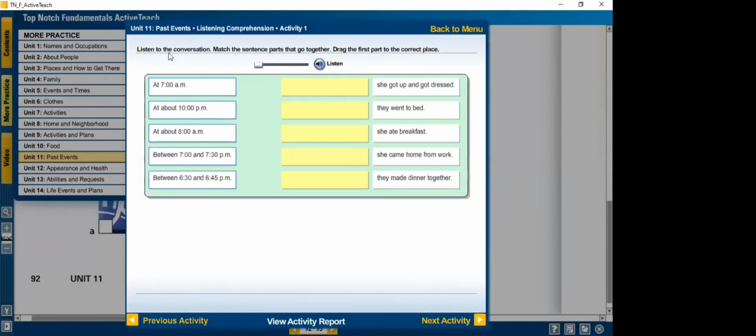Okay. To the conversation, match the sentences, parts that go together, drag the first part to the correct place.